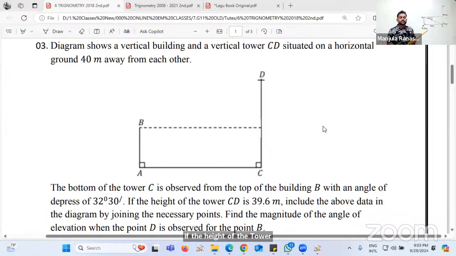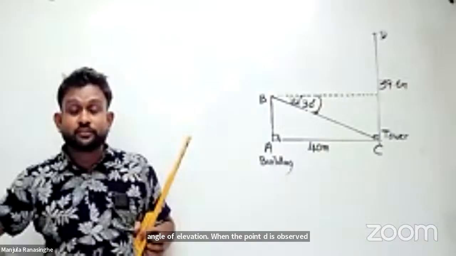Include the above data in the diagram by joining the necessary points. Find the magnitude of the angle of elevation when the point D is observed from the point B. Right, so this is the sketch put up.